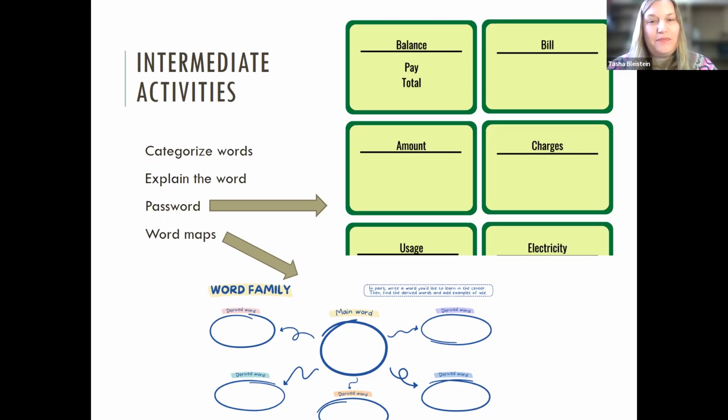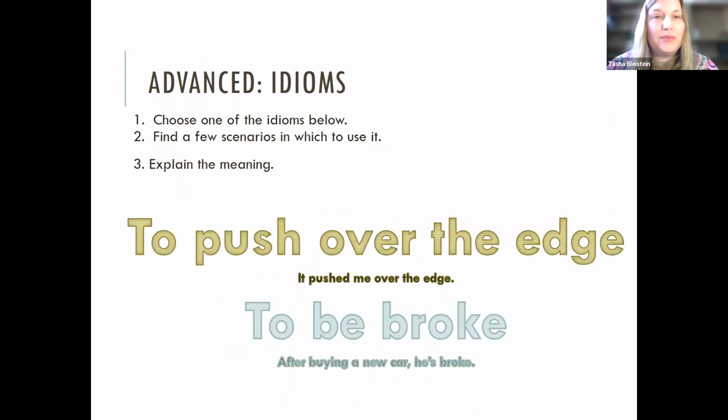Word maps can also be used for intermediate learners, where they connect the word with other words. Because remember, we want them to have that context with words. And for more advanced learners, you can also bring in idioms as part of this bigger category of vocabulary.